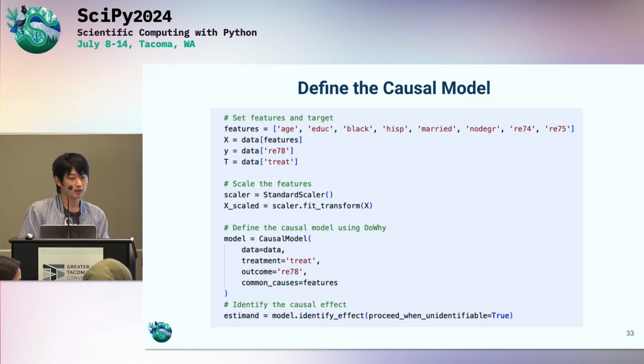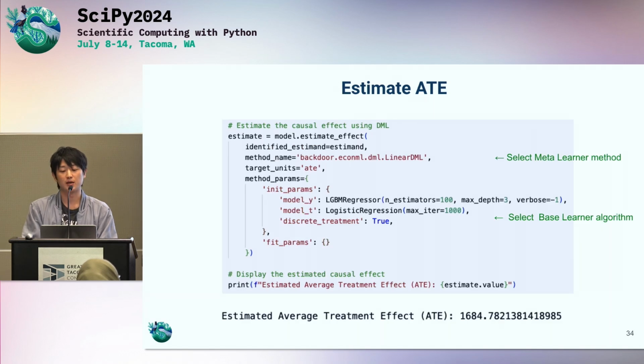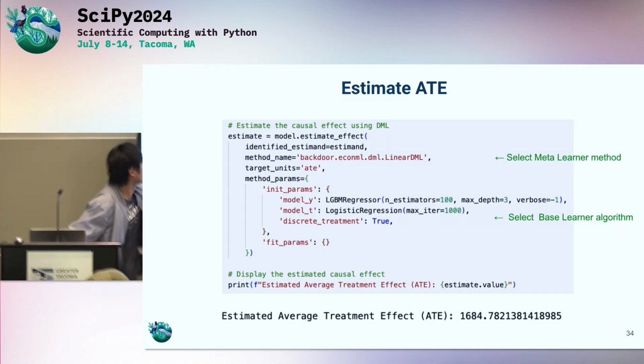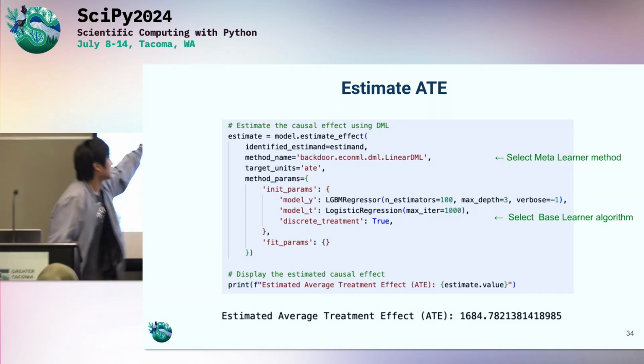Next, let's define the causal model using EconML. The goal of this case study is to understand the impact of the training on the salary in the following year. Therefore, we specify participation in the training as the treatment, and real earnings in the following year as Y, and other columns as confounders, X here. Next, let's estimate the ATE, average treatment effect, using this estimate_effect function. Here, we are using double machine learning with this line. And also, regarding the base learners, we use LightGBM for the outcome model and logistic regression for the treatment model. But we can change it by changing these lines.